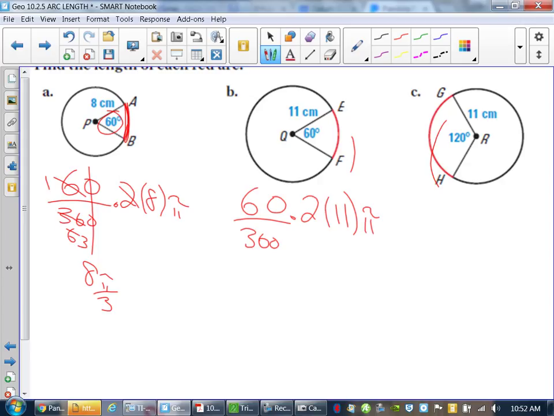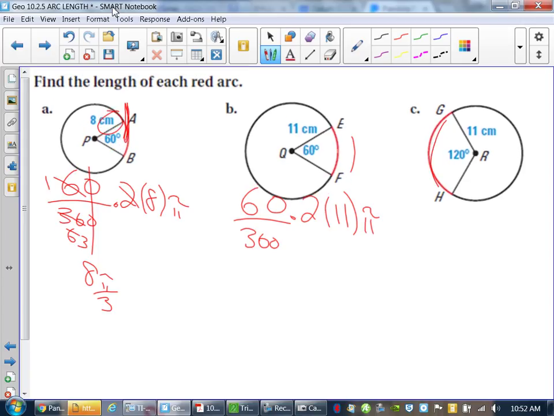Read the directions. Find the length of the red arc. The red arc was AB. It's just the short one. It wasn't the whole one. Every problem's different. What you did is like the example we did 2 minutes ago. You can't just remember. Everything changes.